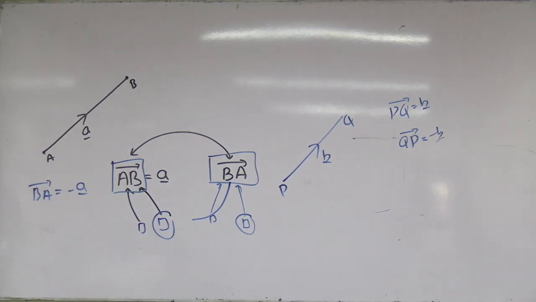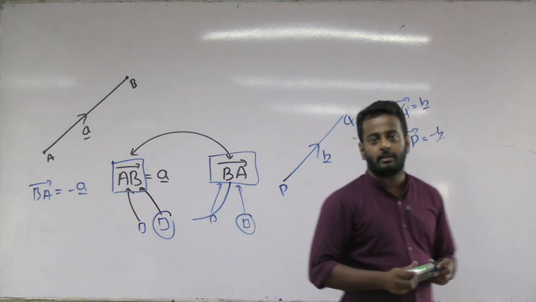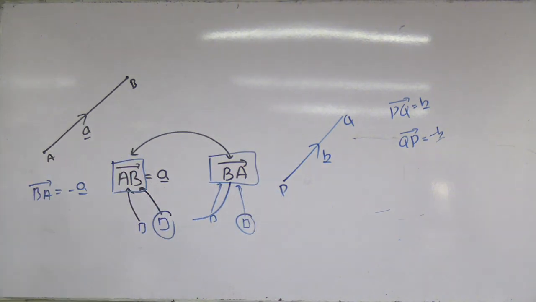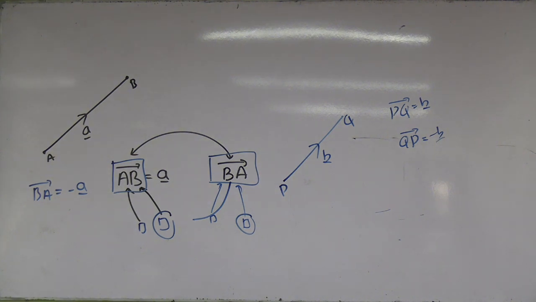A vector with equal magnitude and opposite direction is called the reverse vector of any given vector.